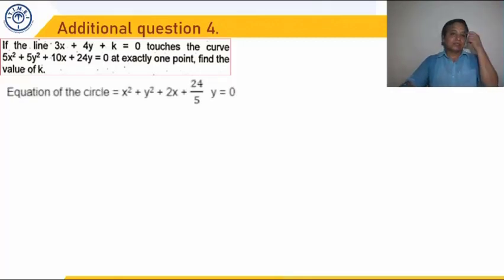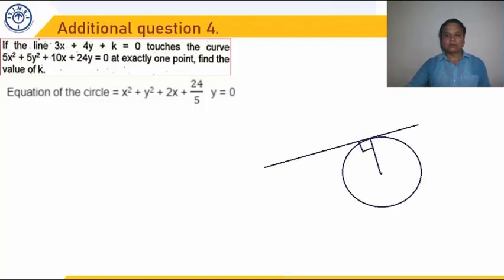Now, for the equation of the circle, we have to make the coefficient of x square and y square as 1. So first we divide by 5 throughout. So it becomes x square plus y square, 10 by 5 is 2, plus 2x plus 24 by 5, y is equal to 0. Now we draw the diagram. This line is tangent to this circle.